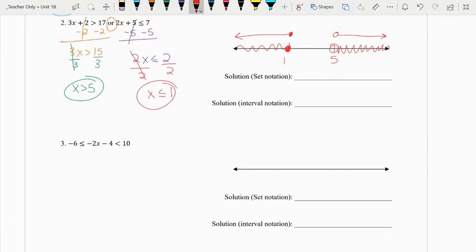For set notation, you would have x such that x is greater than 5, union, x is less than or equal to 1, and you could do that in either order. Interval notation, all the way to the left, negative infinity, and then we go to 1, and then it stops. It is a bracket because it is included. Then we have our union for or, go from 5 to infinity, and both of those are not included.